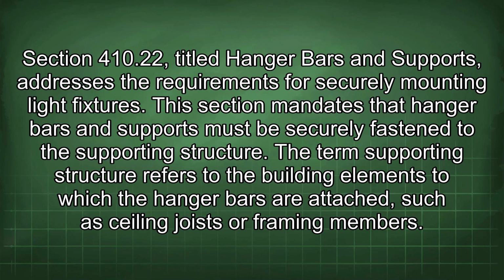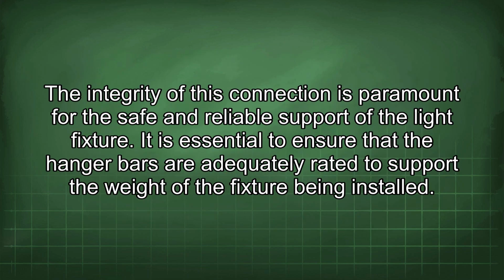Section 410.22, titled Hanger Bars and Supports, addresses the requirements for securely mounting light fixtures. This section mandates that hanger bars and supports must be securely fastened to the supporting structure. The term supporting structure refers to the building elements to which the hanger bars are attached, such as ceiling joists or framing members. The integrity of this connection is paramount for the safe and reliable support of the light fixture.